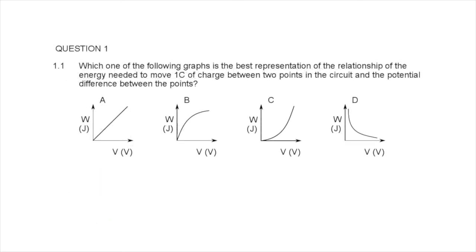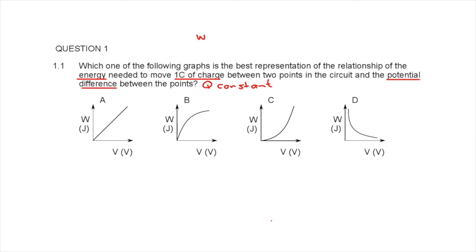Now let's look at a few questions. 1.1. Which of the following graphs is the best representation of the relationship of the energy? So they're talking about energy, and that's going to be W, needed to move 1 coulomb of charge, so Q is going to be constant. So it's the relationship of the energy needed to move 1 coulomb of charge between 2 points in the circuit and the potential difference between the points.